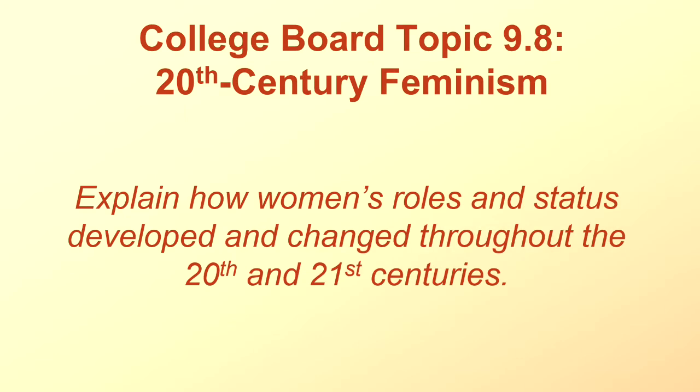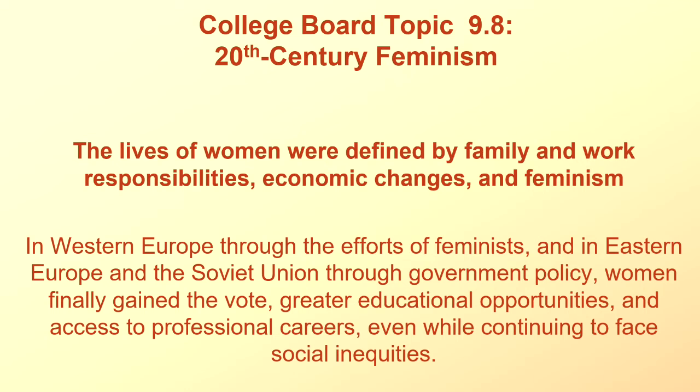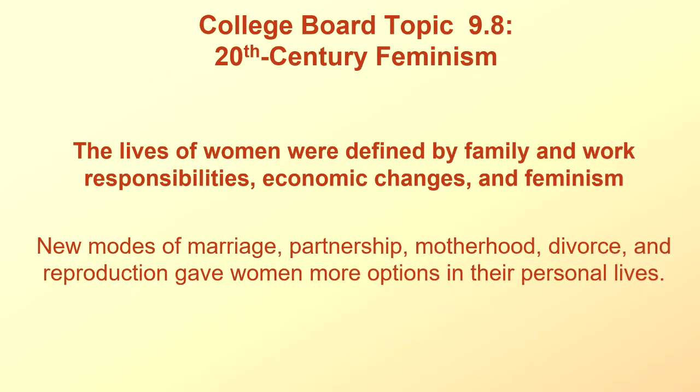College Board Topic 9.8, 20th Century Feminism. Explain how women's roles and status developed and changed throughout the 20th and 21st centuries. The lives of women were defined by family and work responsibilities, economic changes, and feminism. In Western Europe, through the efforts of feminists, and in Eastern Europe and the Soviet Union through government policy, women finally gained the vote, greater educational opportunities, and access to professional careers, even while continuing to face social inequalities. New modes of marriage, partnership, motherhood, divorce, and reproduction gave women more options in their personal lives.